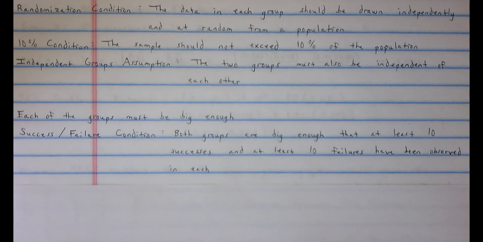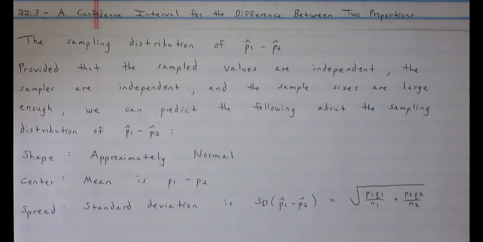Finally, each of the groups must be big enough, so we need to check the success-failure condition. Both groups are big enough that at least 10 successes and at least 10 failures have been observed in each. In section 22.3, we learn how to construct a confidence interval for the difference between two proportions. Now we've already seen that for large enough samples, each of our proportions has an approximately normal sampling distribution. Well, the same is true of their difference. So let's talk about the sampling distribution of p1 hat minus p2 hat.